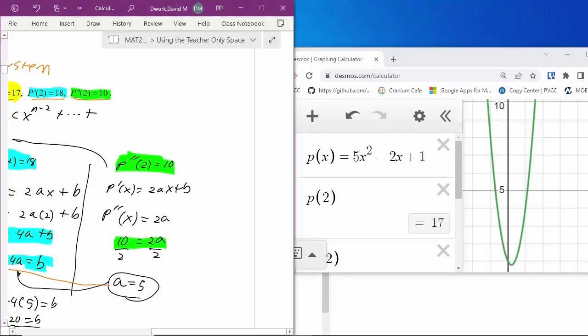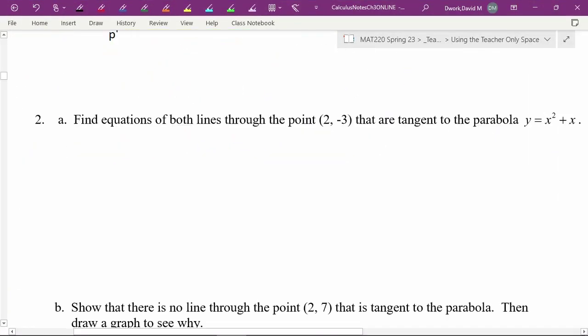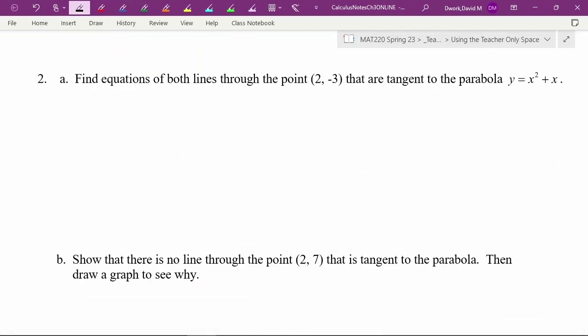All right, moving back. For this problem, we need to pay attention to what the problem is asking us to find. Always start with that, right? They want the equations of both lines through the point 2, negative 3 that are tangent to this parabola. Okay, first keyword, both lines. So we're not writing the equation of one line, we're writing the equation of 2 lines.